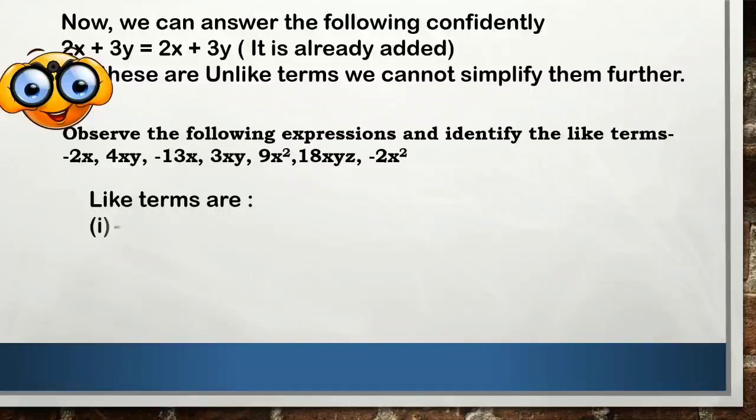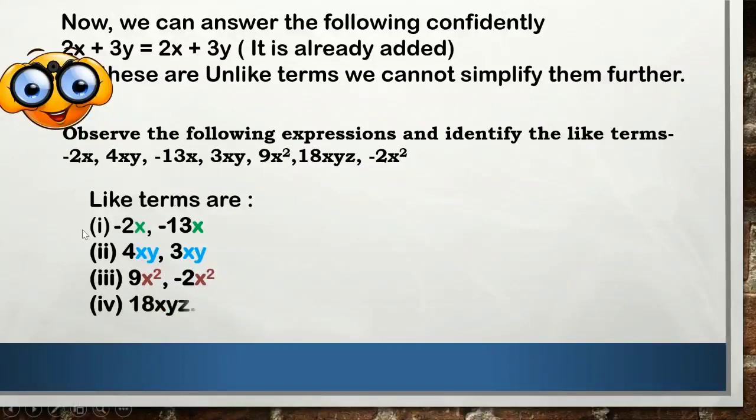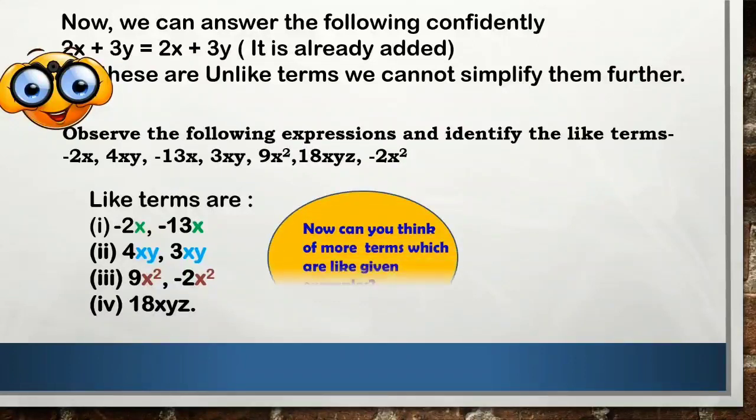Fine. And similarly, you can check out that 9x square minus 2x square, these are the like terms, and 18xyz is the alone. Fine. I hope you have understood the concept now. Now you can think of more terms which are like given example. You can just take some more example. As I've taken minus 2x, minus 13x, you can give me, ma'am, 7x, 5x, 100x. In the same way, you can think of more terms like this, right?